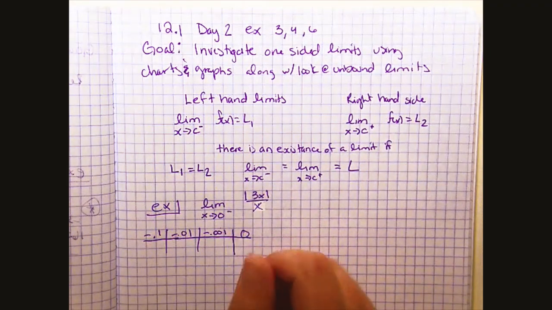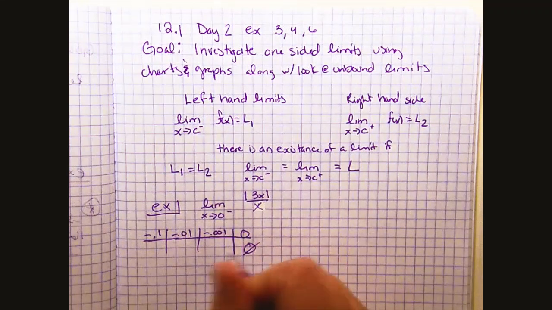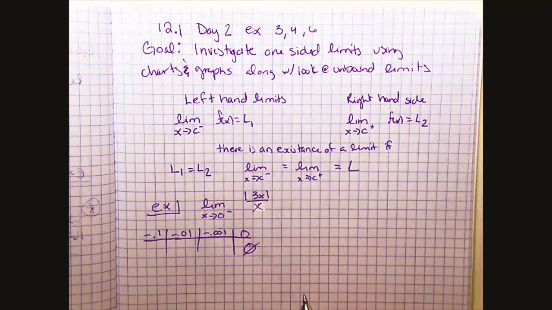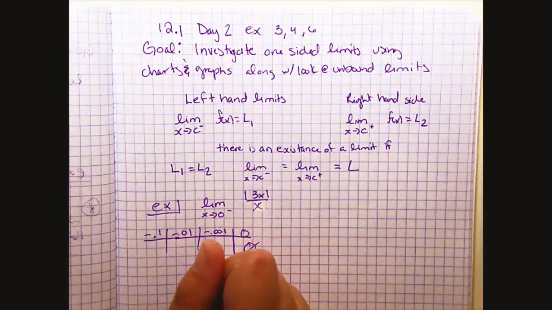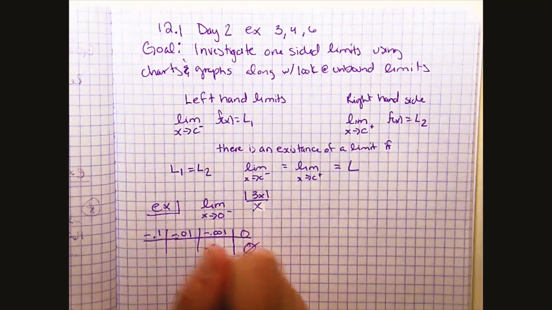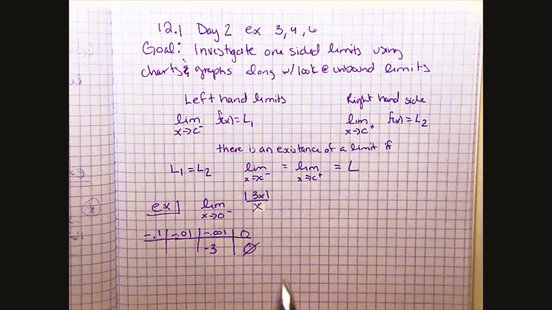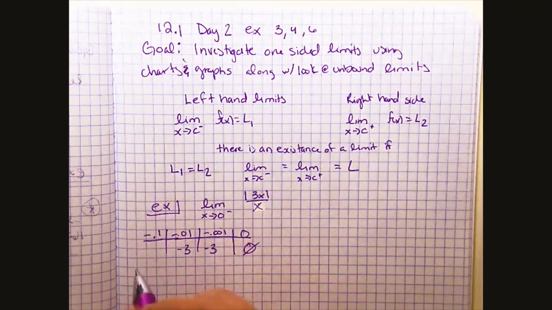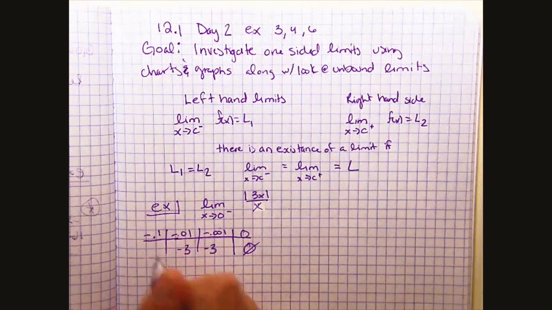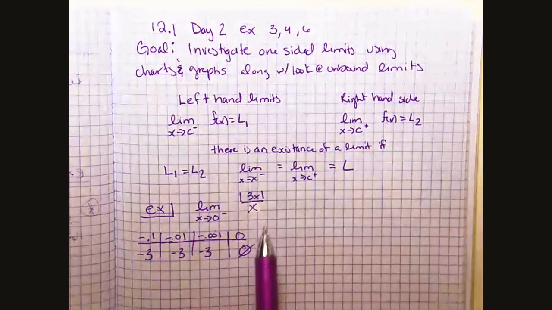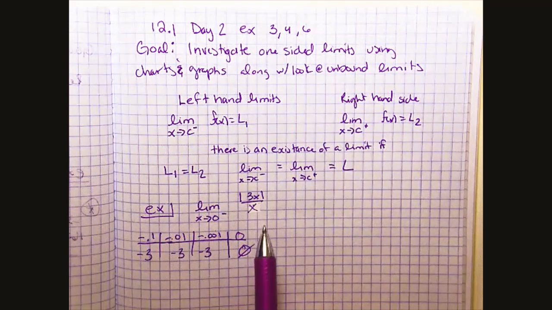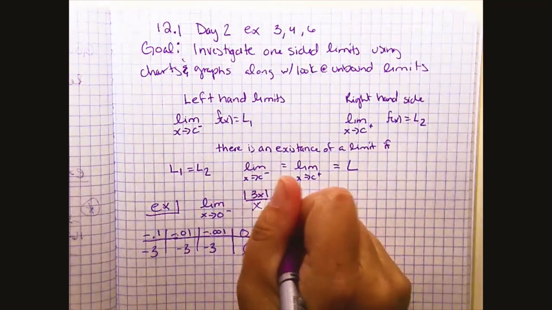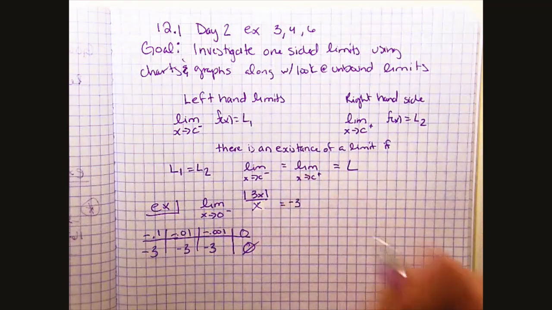And when I plug 0 in, it's undefined. When I plug in negative 0.001, I get negative 3. And when I plug in negative 0.01, I get negative 3. And when I plug in negative 0.1, I also get negative 3. And it doesn't matter what value of x I put in here, this graph just looks like negative 3. So here, we say the limit is negative 3.